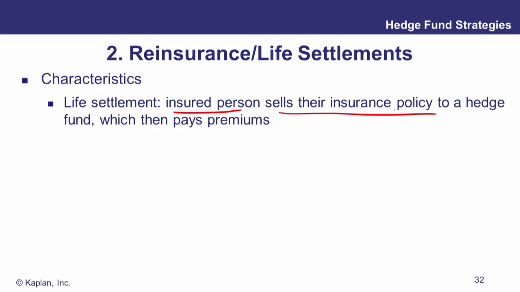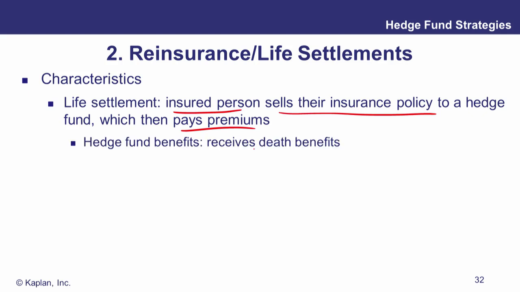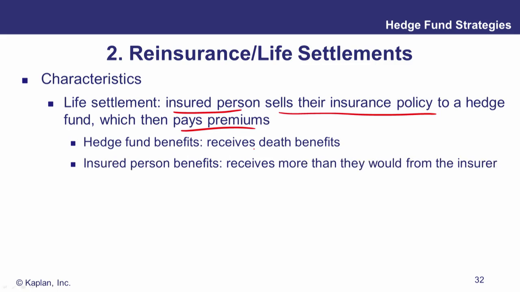So the insured person receives a big chunk of money and the hedge fund basically takes over the life insurance policy on the insured person's behalf. So the hedge fund is then going to pay the premiums for the policy. What's in it for the hedge fund? Well, when the person dies, they're going to get the big payout from the policy. So they receive the death benefits.